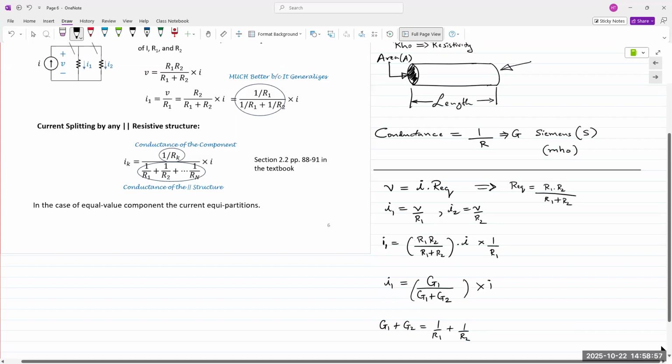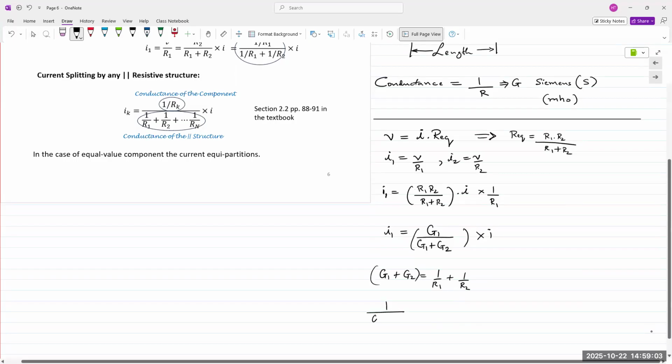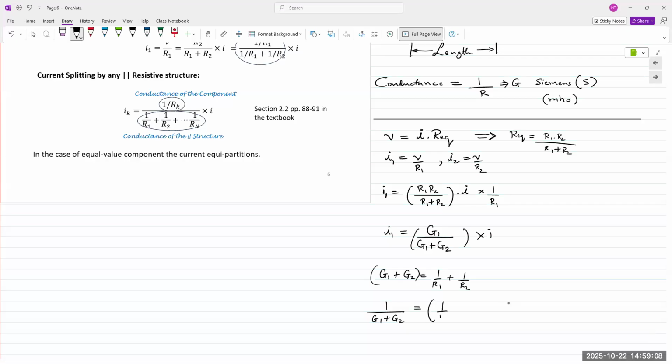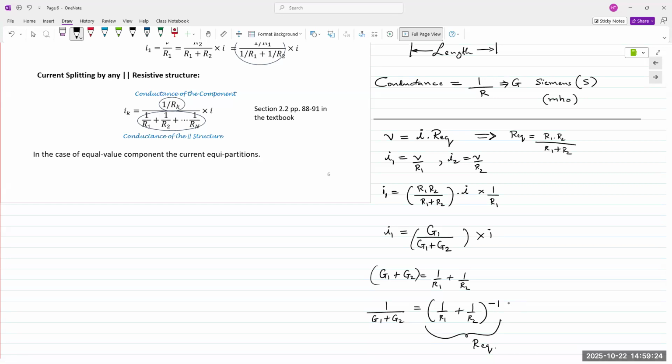If you take the reciprocal of this, 1 over G1 plus 1 over G2 becomes 1 over R1 plus 1 over R2 in the reciprocal, and this is REQ, right? REQ of two parallel resistors. And so if it's REQ of two parallel resistors, it's G1 plus G2, or 1 over G1 plus G2. That's where the equation comes from.